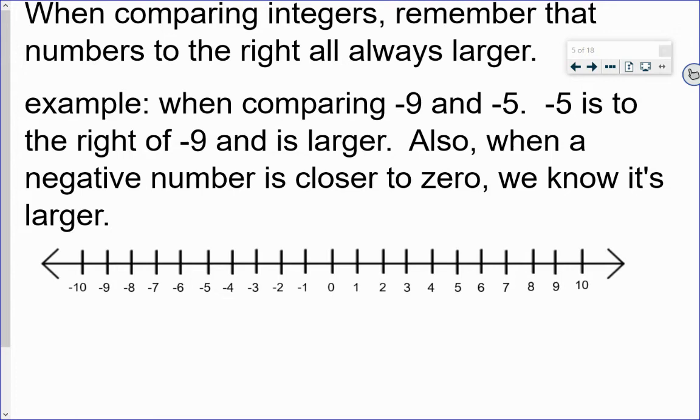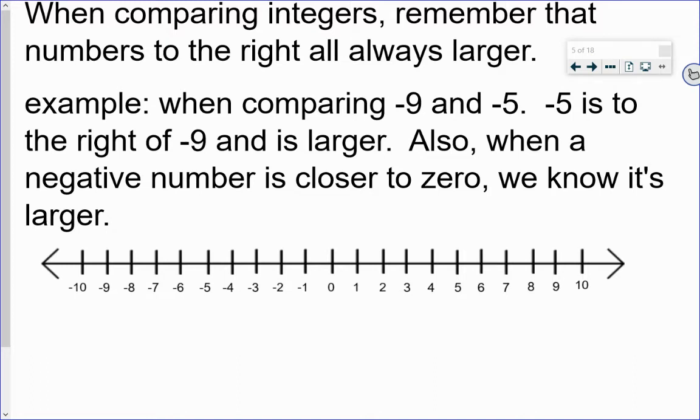Hi, this is Mr. Renfro, and we're going to do an instructional video on ordering integers from greatest to least and least to greatest. Also, when we compare them one to another, which one is greater than, which one is less than, and how we can tell that. Okay, first of all, when comparing integers, remember numbers to the right are always larger.